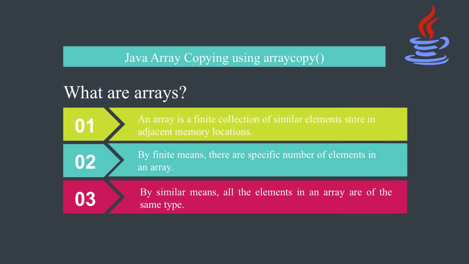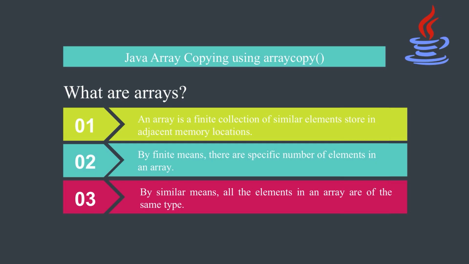However, there can be an array of structures where each structure may contain an integer and a character. So basically an array is an object in Java which contains similar type of data in contiguous memory locations.